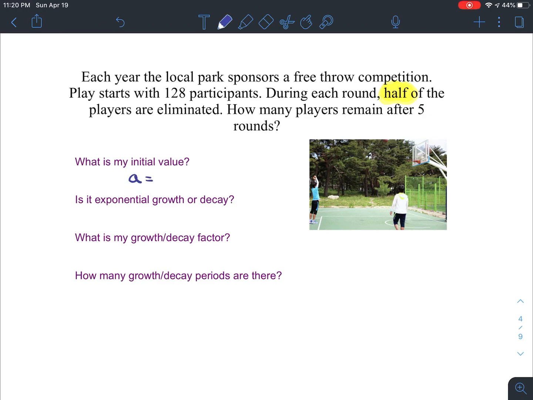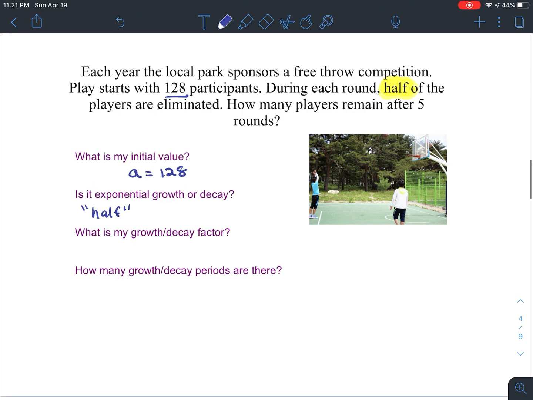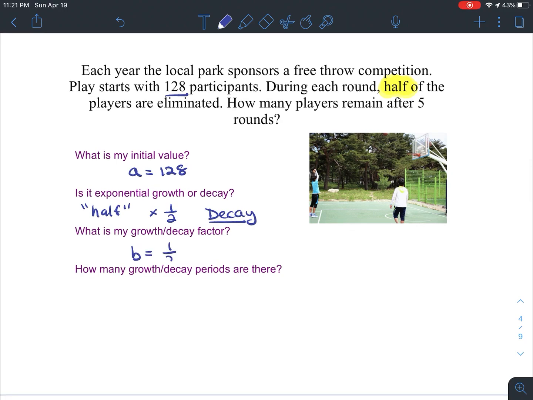So what is my initial value? Well, we know A is my initial value, and in this question, it's 128 participants. Is it growth or decay? Well, the word half means to divide by 2, which is the same as multiplying by 1/2. So this is a number that is less than 1, so we would say this is decay. Now what is my growth or decay factor? What will my B value be? Well, I just said it. Half corresponds to the decay factor 1/2.